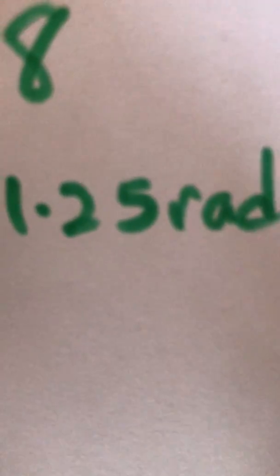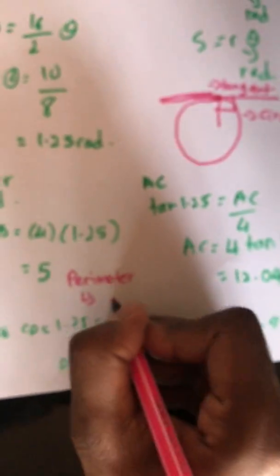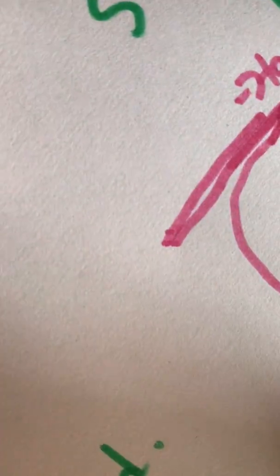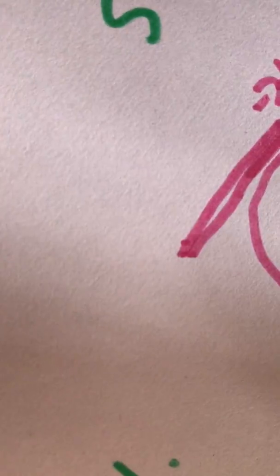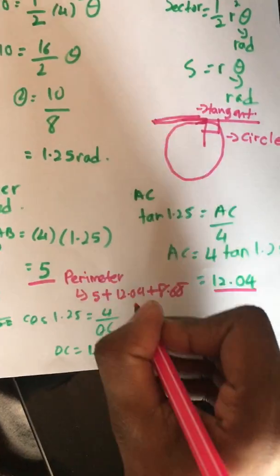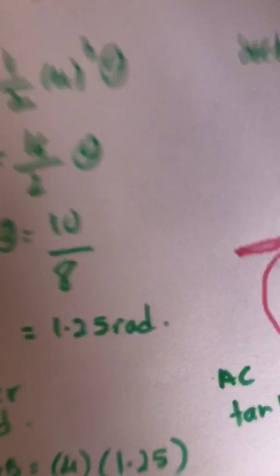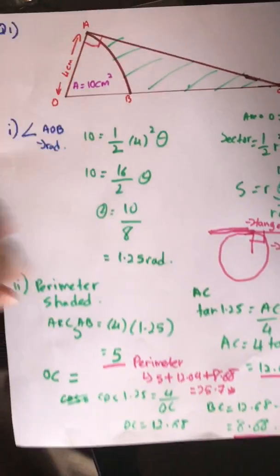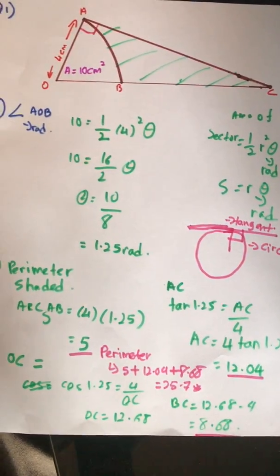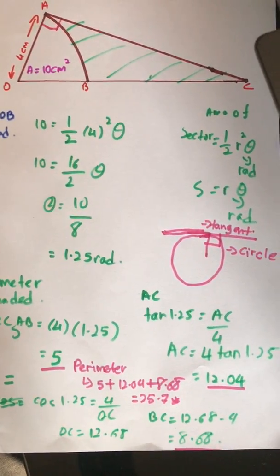So the perimeter will be equal to 5 plus 12.04 plus 8.68. This plus this plus this. I show you in pink color, this plus this plus this, then you get your perimeter, which will be equal to 25.7. Sorry guys, I cramped everything in one place just because I want to make sure that when you check, it's an easy flow for you and for me also.